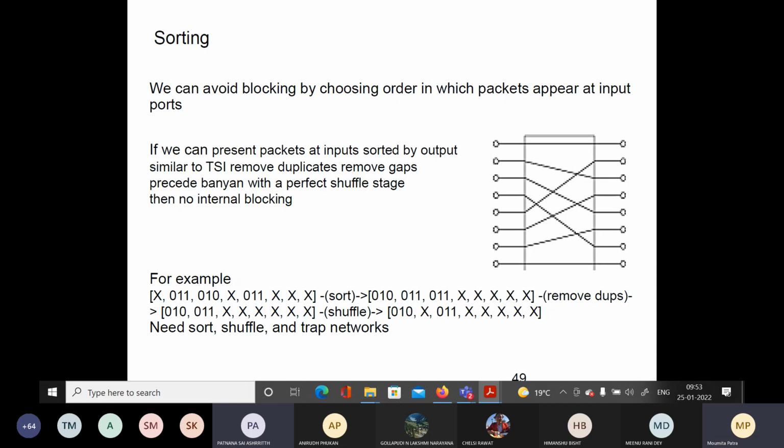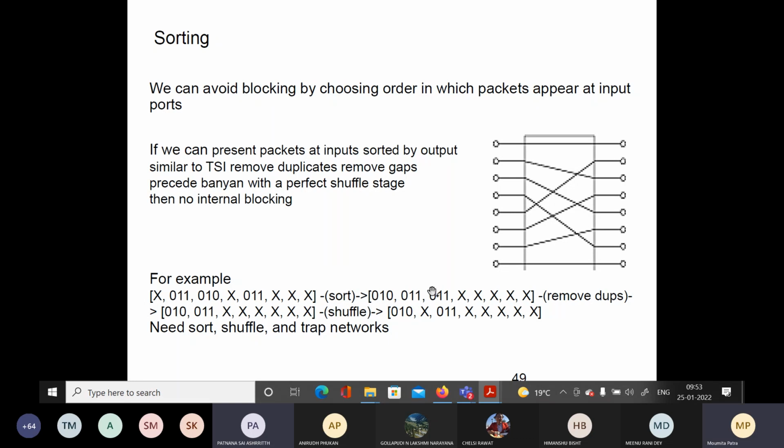So this is the input that you are having at the input ports. Cross means no inputs at this point. So this is the input that you are having. You sort this and you get this, the sorted input.